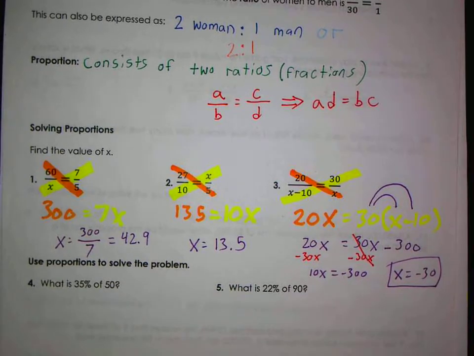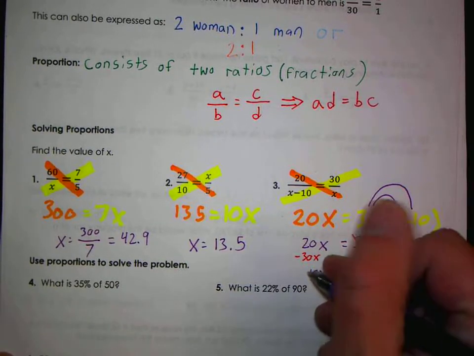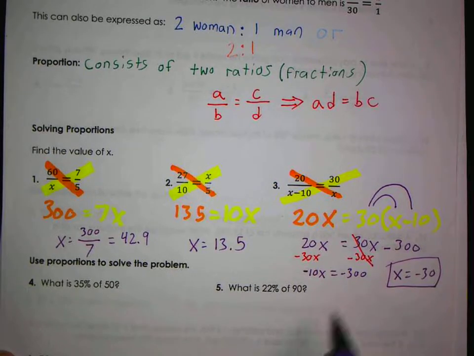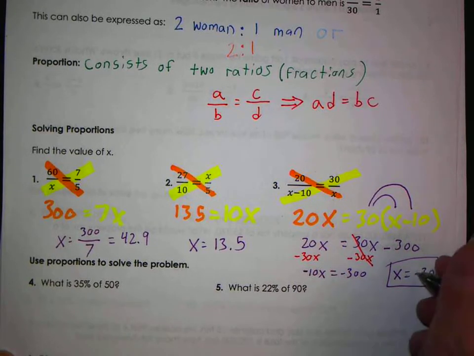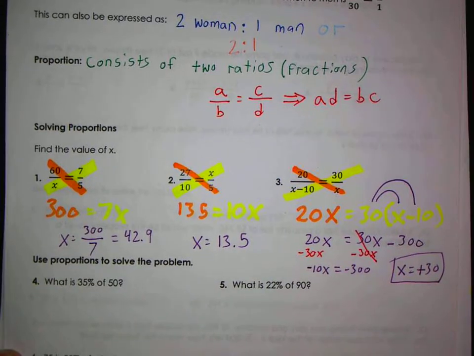Any questions on that? Yes. Thank you. So if you take 20 minus 30, that's negative 10. And then when you take negative divided by negative, you get positive.